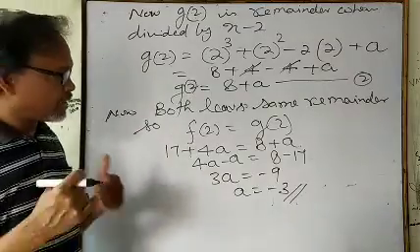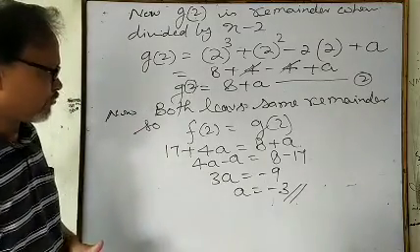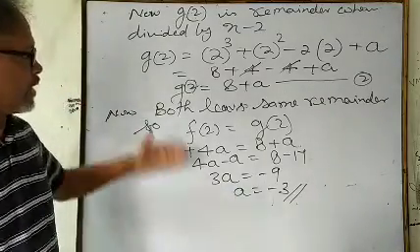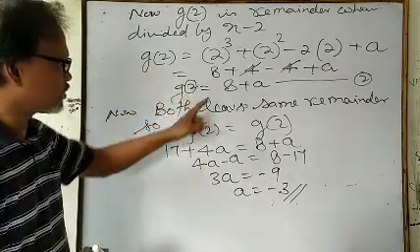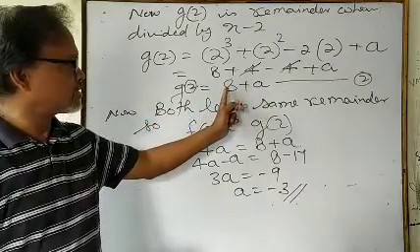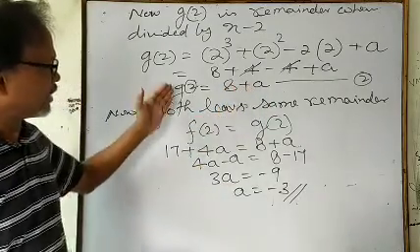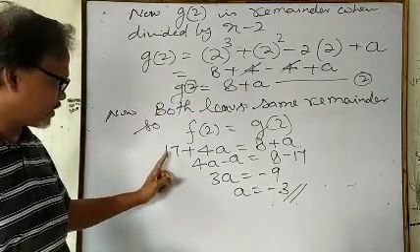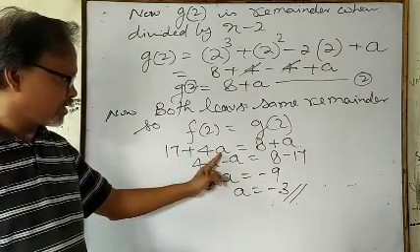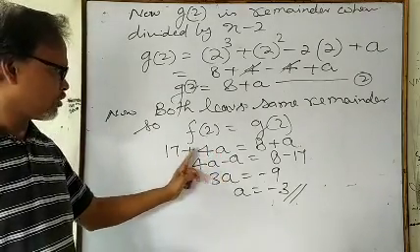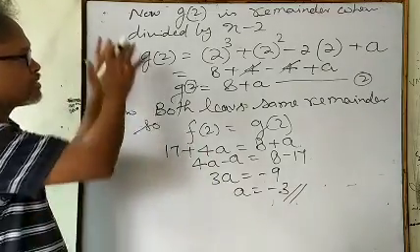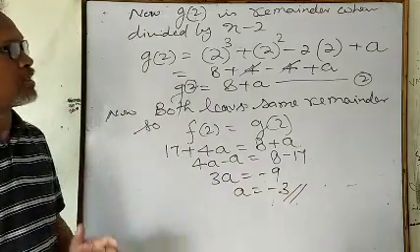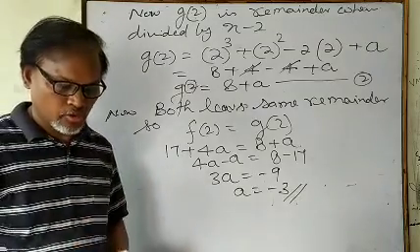Now find the remainder in each case. So you put the value of a in equation 1 and equation 2, and you will get the remainder as 5. As g of 2 is equal to 8 plus a, with a equal to minus 3, 8 minus 3, that is 5. And in f of 2 also you will have the same: 17 plus 4 into minus 3, that is minus 12, so 17 minus 12, that is 5. So in every case, this is the method to solve the remainder and factor theorem. Thank you.